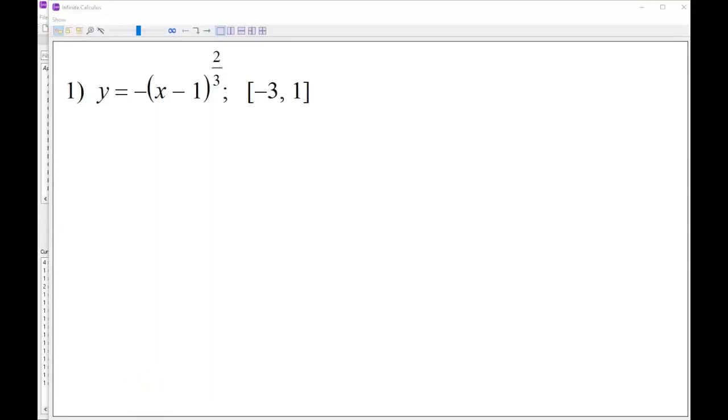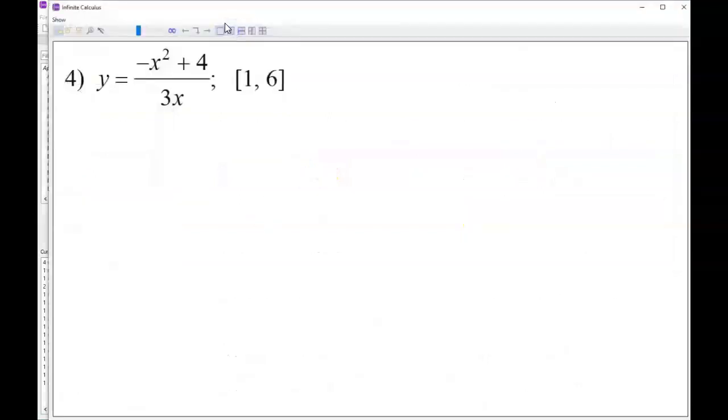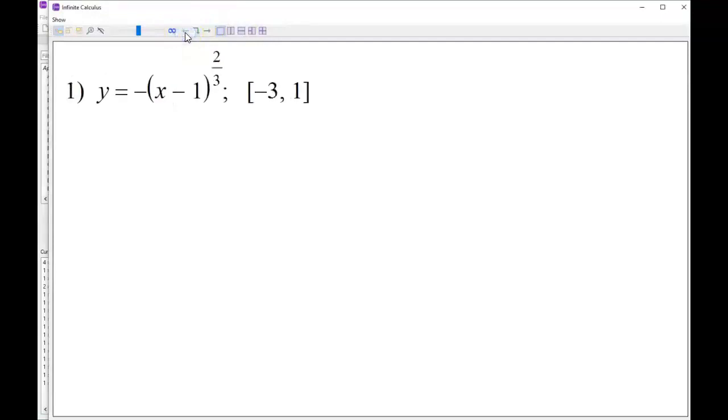All right, so for the first one here, let's look at our instructions real quick. It says, for each problem, determine if the MVT, that's the mean value theorem, or the EVT, the extreme value theorem, can be applied to these functions on the interval provided. On your quiz, you would get 1 point for getting it correct and 1 point for your explanation. Let me back up. That's the wrong question. There we go.